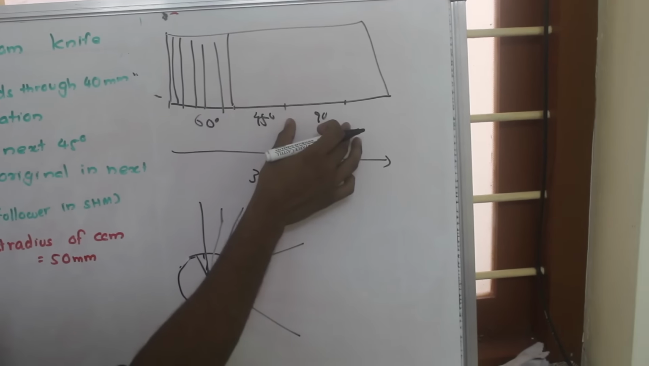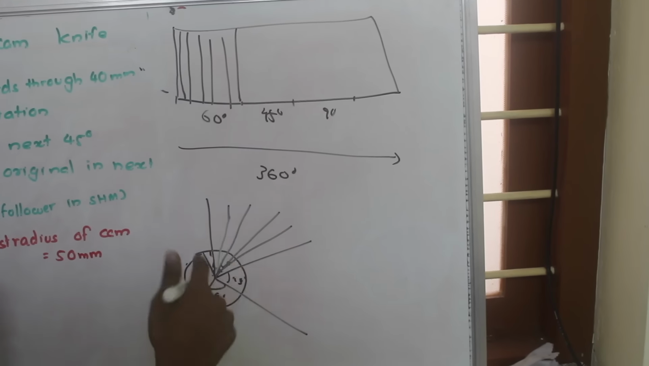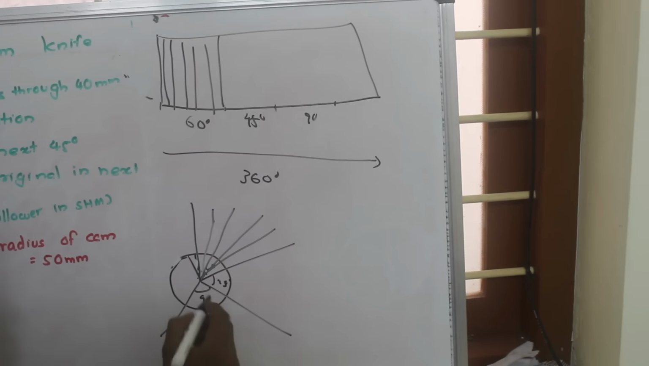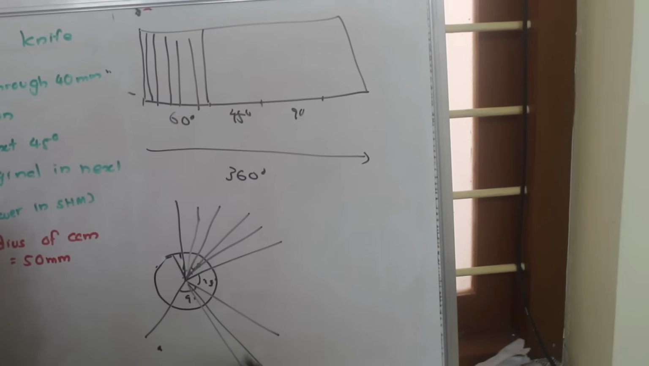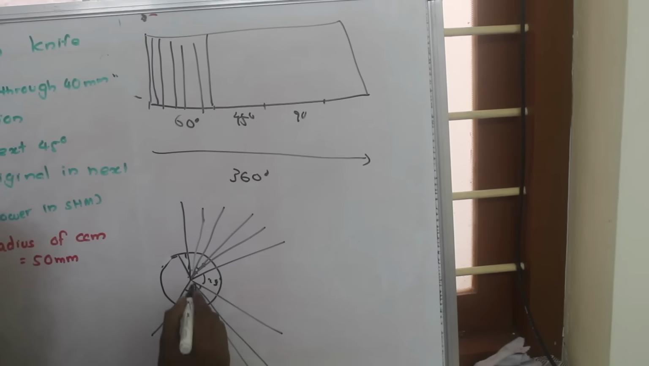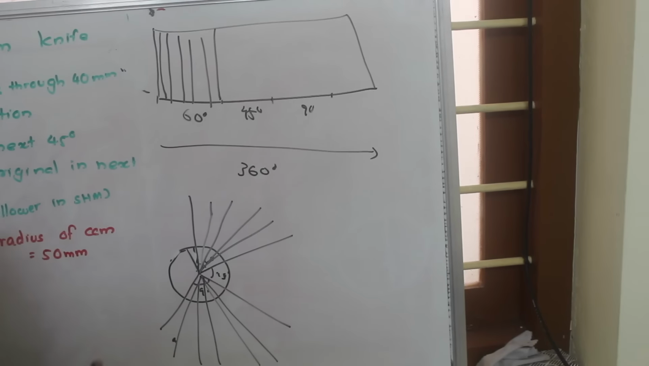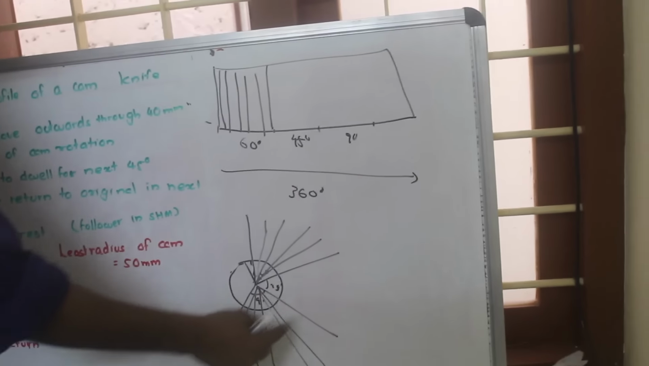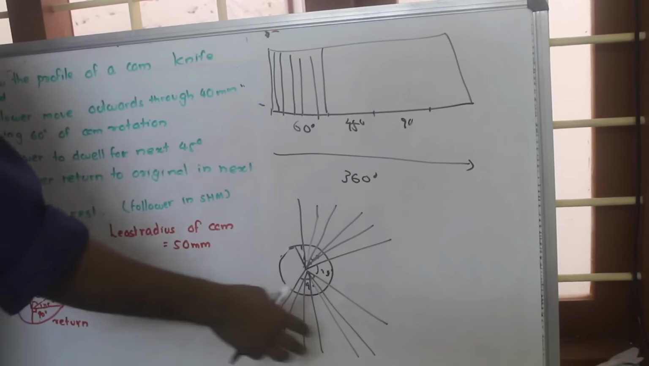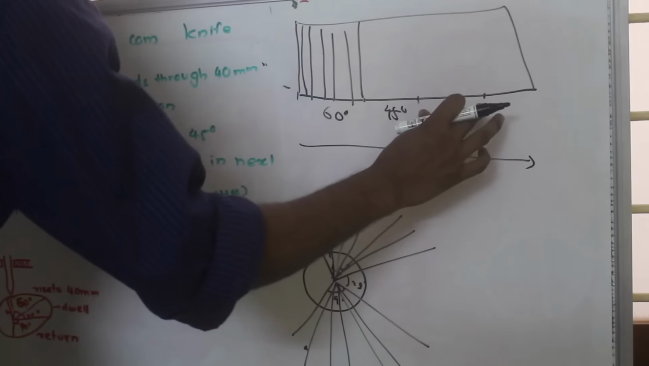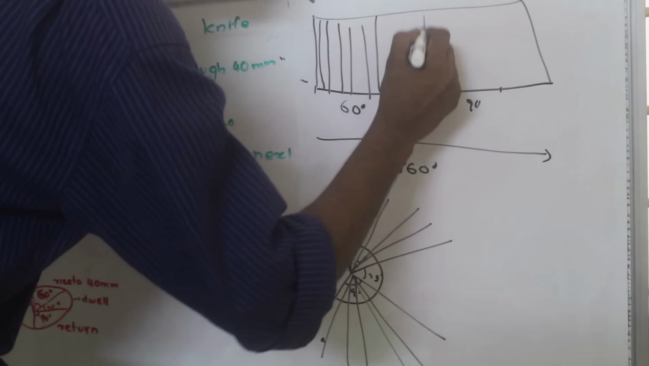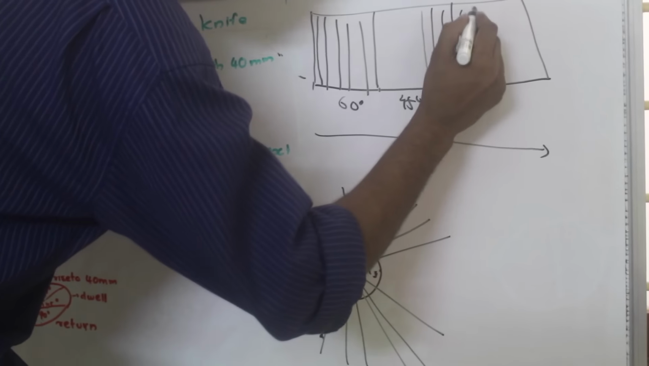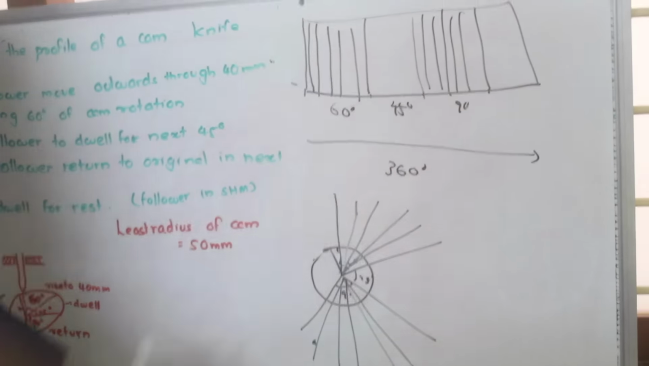Then the next 90 degree. During that period, the follower comes to its initial position. That is this part, this 90 degree. So we are dividing this again into 6 parts: 1, 2, 3, 4, 5, 6. As we have divided this 90 degree return motion into 6 parts, we are dividing this 90 degree also into 6 parts: 1, 2, 3, 4, 5, 6.